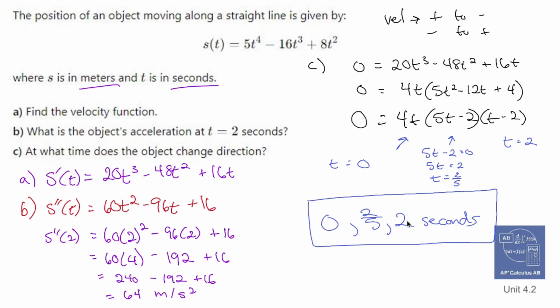Now, what you have to be careful of is what if any of these were negative? Well, if any of them are negative, then that's not an option because you can't have negative time. But that's what we're going to get here. So, fun stuff.